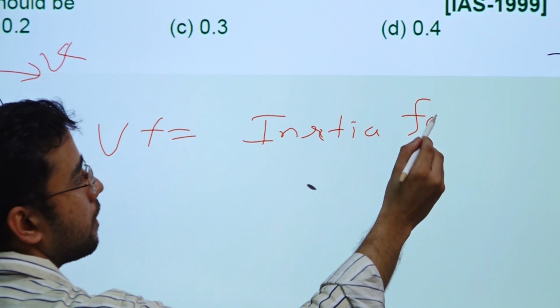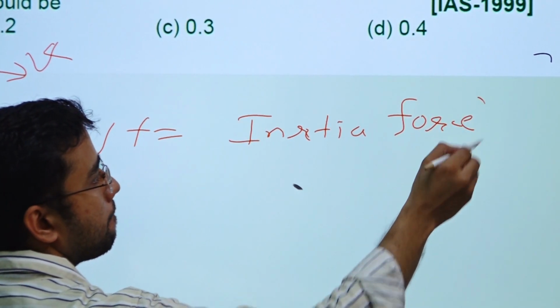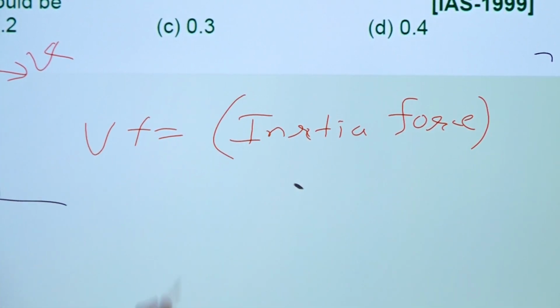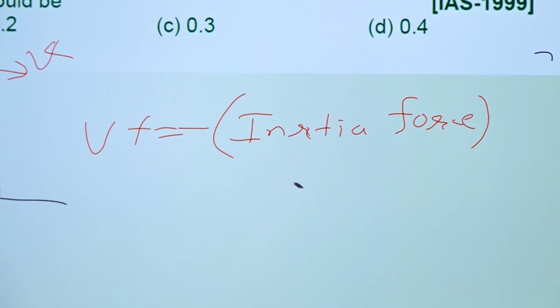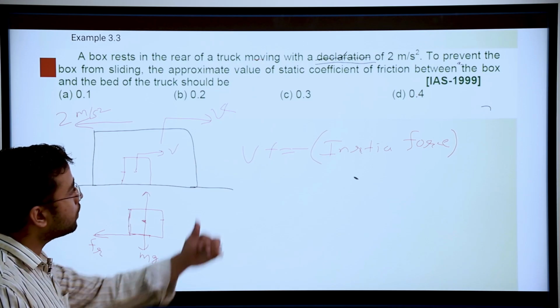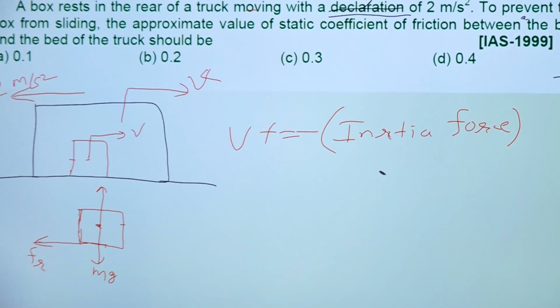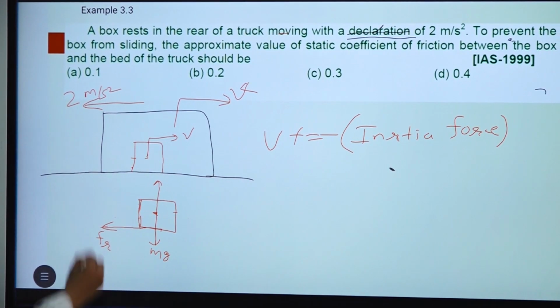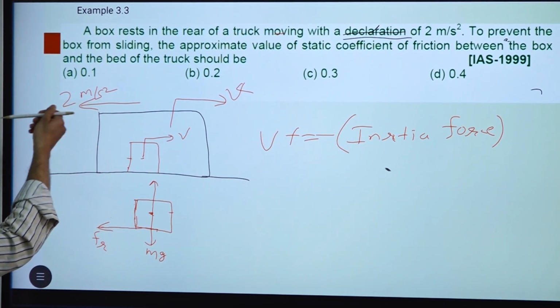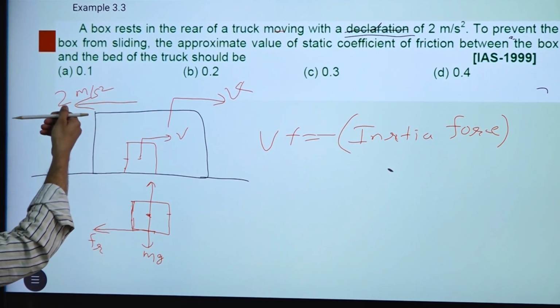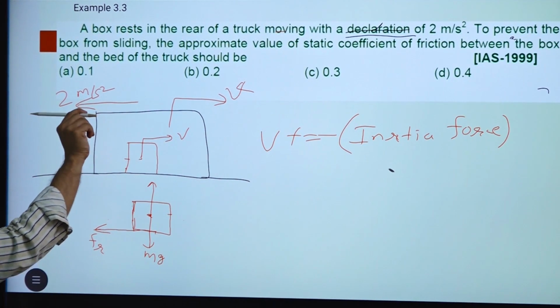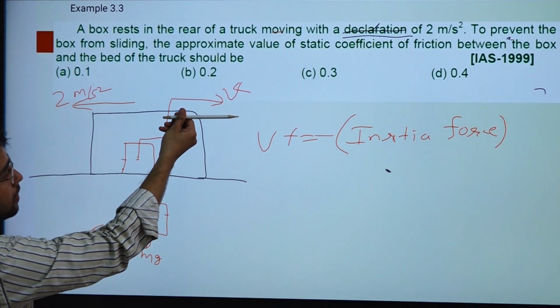Inertia force, okay, with negative sign. Virtual force will always act in the negative direction of acceleration. So you can see here the acceleration is in reverse direction. Obviously, because it is in reverse direction, it is deceleration. So virtual force will act in the other direction, right?